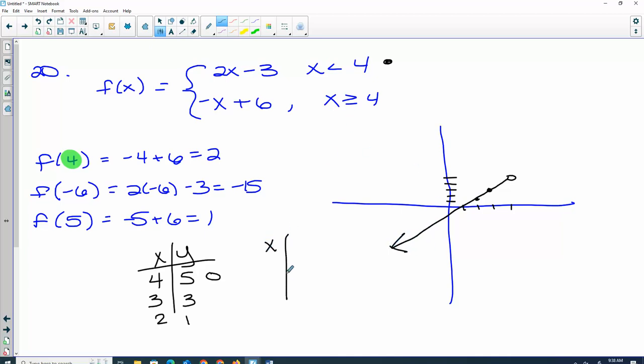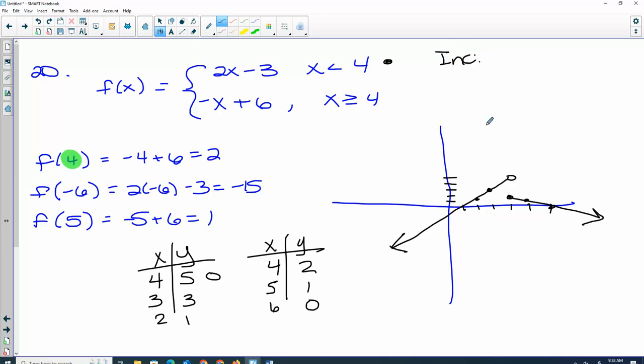Second piece. Greater than or equal to 4, so we put in 4 and things bigger. So if we put in 4, we get 2, 5 gives us 1, and 6, 0. So 4, 2 is closed. 5, 1, 6, 0. Look like that. Are we okay there? And so then I asked you some questions.